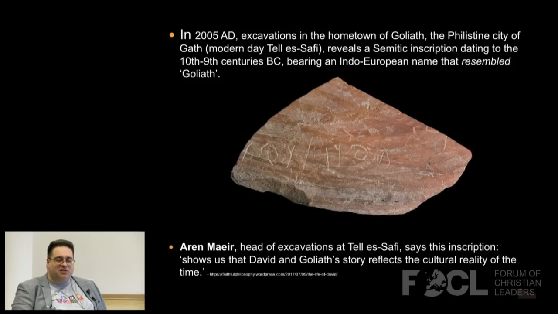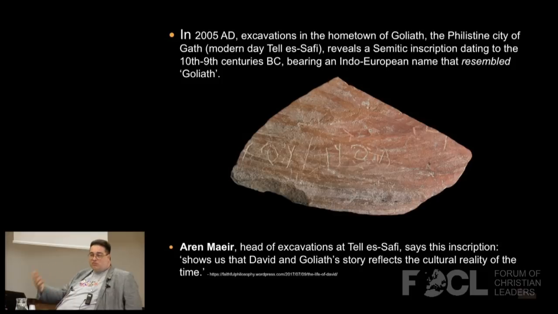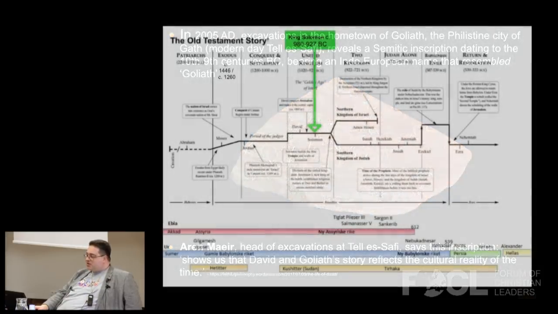There's a Semitic inscription dated to the 10th to 9th centuries BC with a name on there that resembles the name Goliath, showing again that the story of the Bible at least matches with the cultural background. It's not the name Goliath, but that's the kind of names that people had at the time. David and Goliath story. King Solomon.